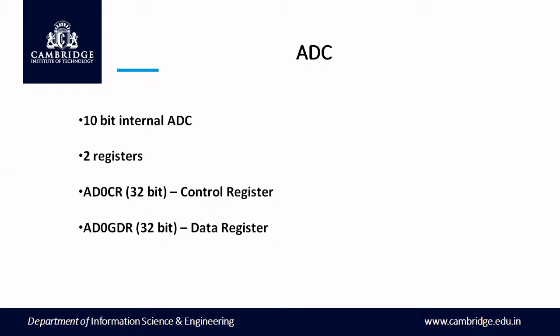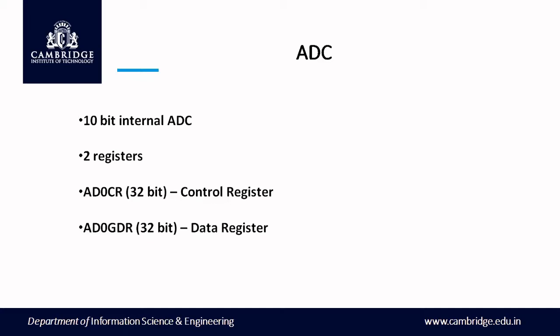We are using only one converter, that is ADC 0. So two are available, ADC 0 and ADC 1, but we are using ADC 0 only. In that, two registers are important. One is AD0CR. It's a control register. The size of the register is 32-bit. The second important register is AD0GDR. So it's a data register. That is also of 32-bit length. So we will be using two important registers in our program.